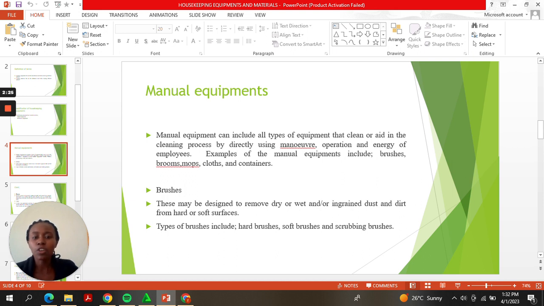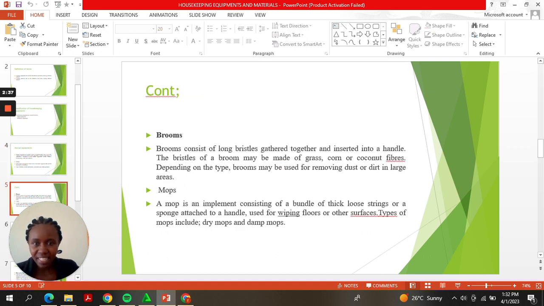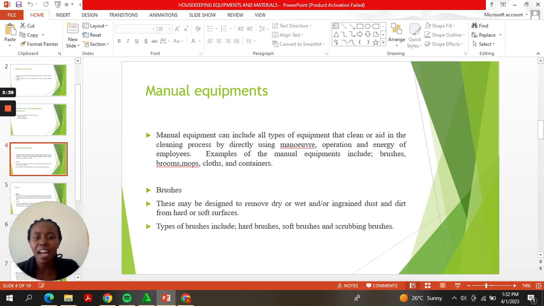And we also have the hand brush, that is the brush that you use when holding your arm, and it will not have the stick.